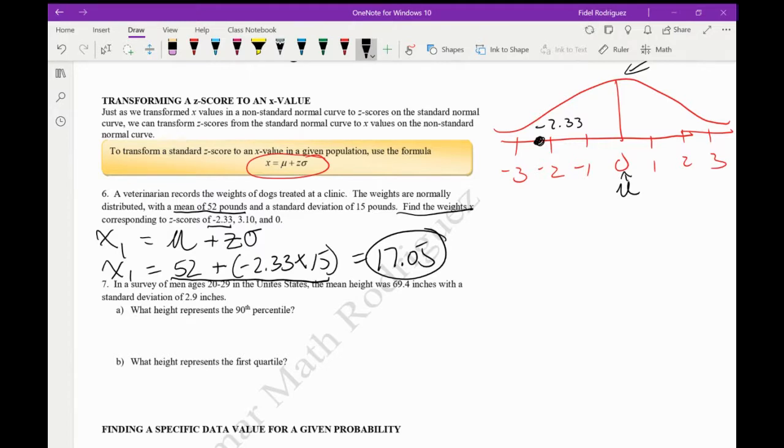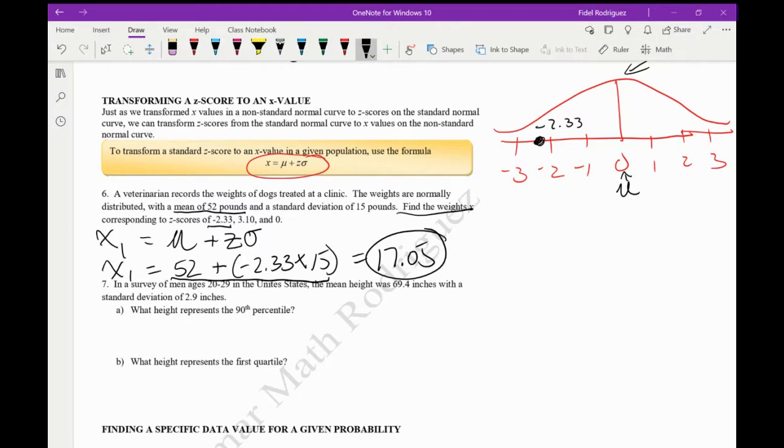So maybe you have a whole bunch of dogs at this clinic. Maybe there's 100 dogs, and some dogs are bigger and some dogs are smaller. So maybe you have a mid-sized dog or a smaller dog that only weighs 17 pounds, and then you have other dogs that weigh more. So this dog weighs less than the average weight.